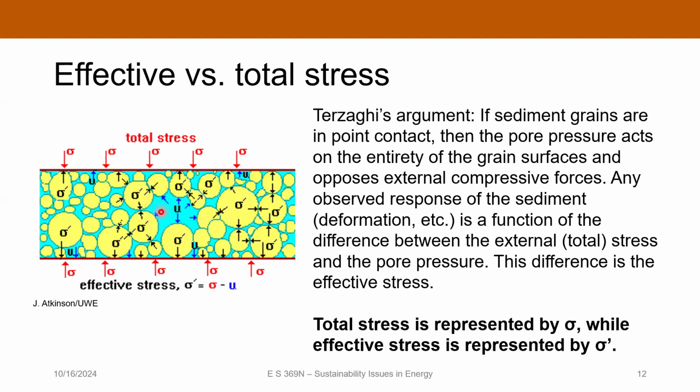And the pore fluid is going to be acting on every surface of every grain in here. If we assume that all the grains are in point contact, so you have an infinitesimal contact area, this pore pressure is acting on all the surfaces of the grains. And it's opposing the contact forces on those grains. And so the actual stress that's being transmitted, if you think about drawing an arbitrary line through the middle of this and doing a force balance on that line, what's actually being transmitted is what we call the effective stress.